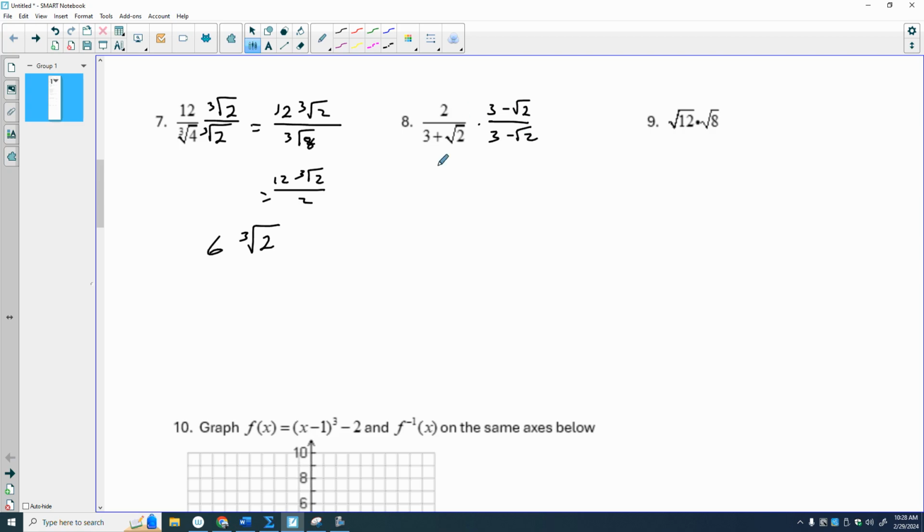On top I get 6 minus 2 square roots of 2. On bottom, get comfortable multiplying that out quickly. 3 times 3 is 9. The middle terms go away, and square root of 2 times the square root of 2 is 2. If you need to, make your 2 parentheses, make your box, do the FOIL, that's fine.